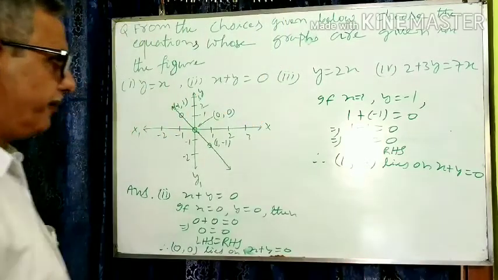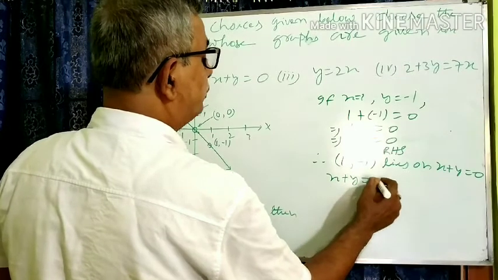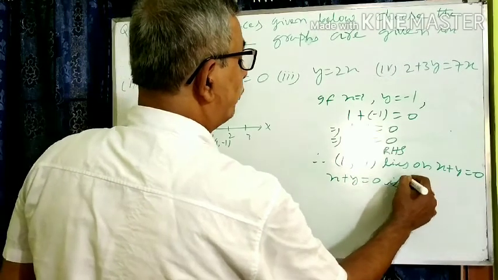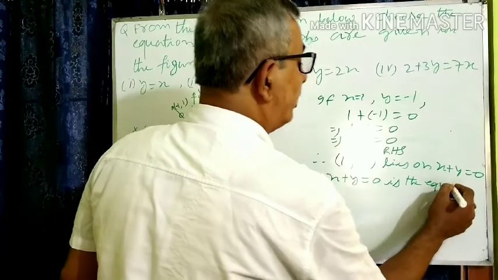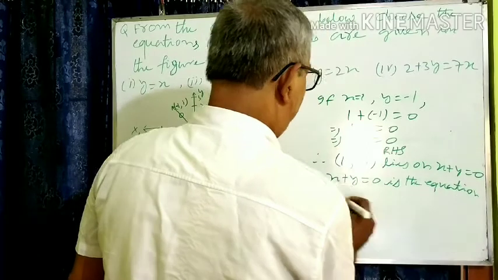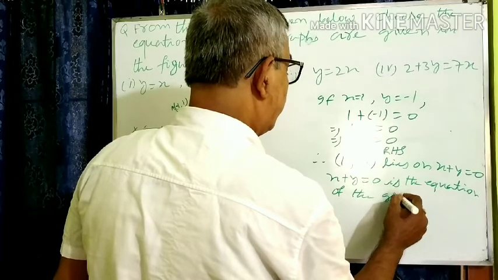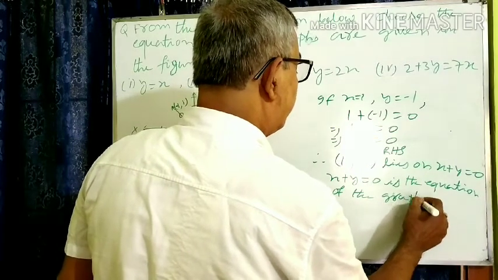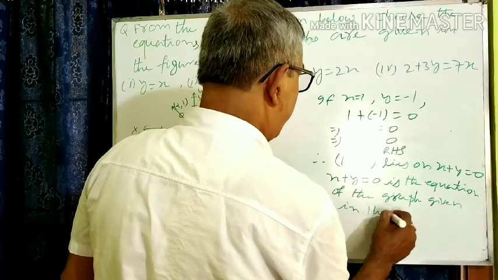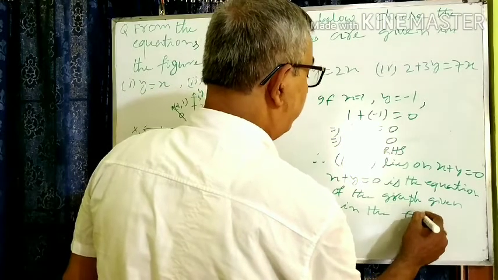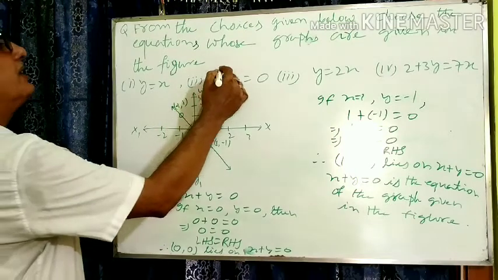In this way, x plus y is equal to 0 is the equation of the graph given in the figure. Okay, 2 you got. So this is okay, I think.